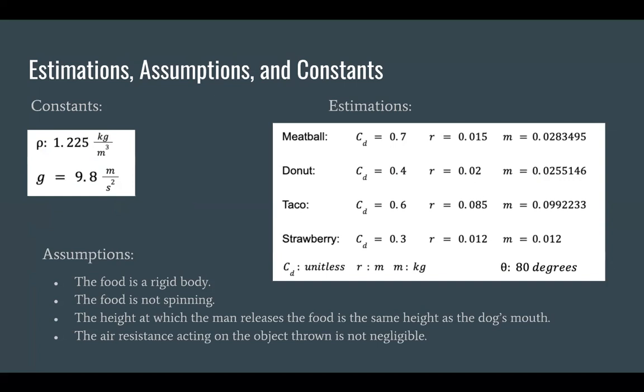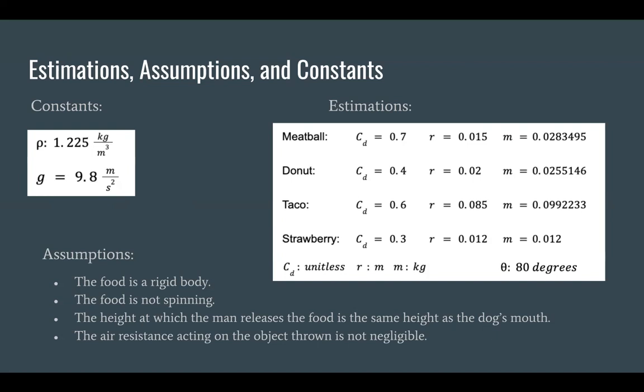We assumed that the food was not spinning. We also estimated that the height where the food was released from the owner's hand was the same height as the dog's mouth, so that the initial Y position was equal to the final Y position. Finally, we assumed that air resistance has a significant impact on the food's motion.